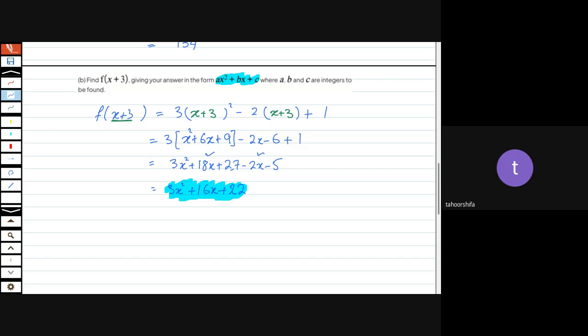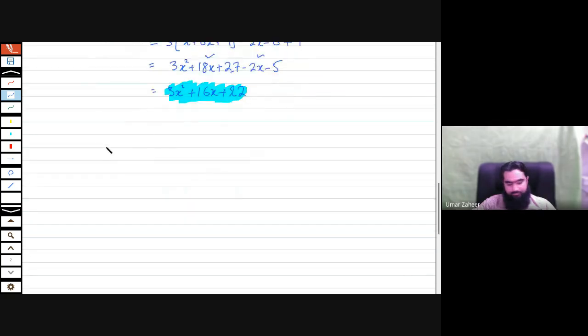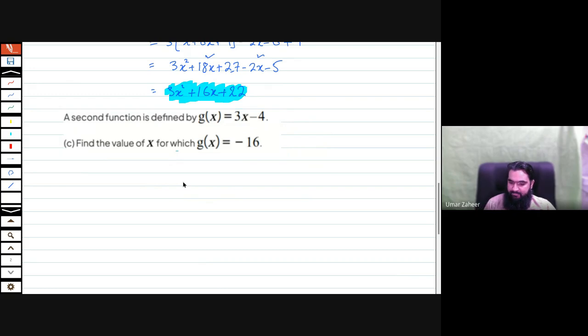All right. Move to the next one. A second function is defined by g of x equals 3x minus 4. Find the value of x for which g of x is equal to minus 16. So you have the value of g of x, and you need to find the value of x.